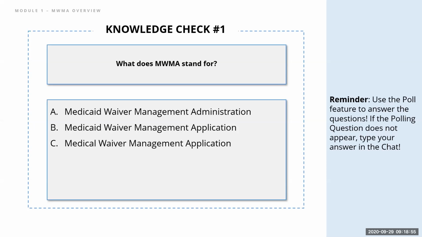That's awesome. We'll end polling, and I will share those results. It looks like we had 100% here, so congratulations, we're off to a good start. 100% everyone got this correct. So it is B, MWMA stands for the Medicaid Waiver Management Application. So we'll stop sharing results, and we'll move to our next knowledge check question.